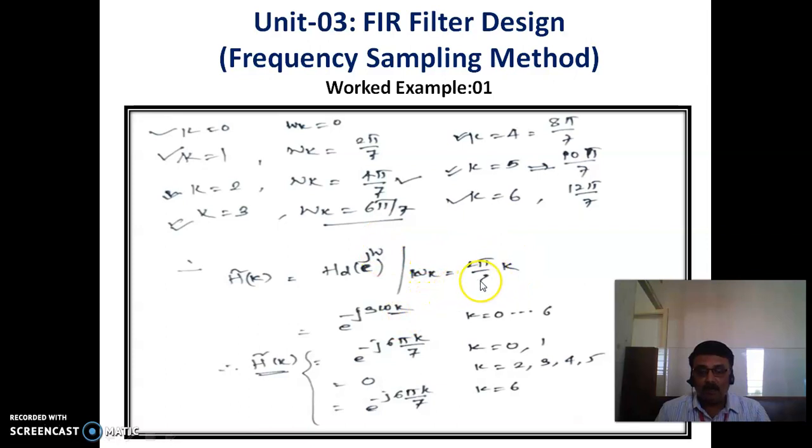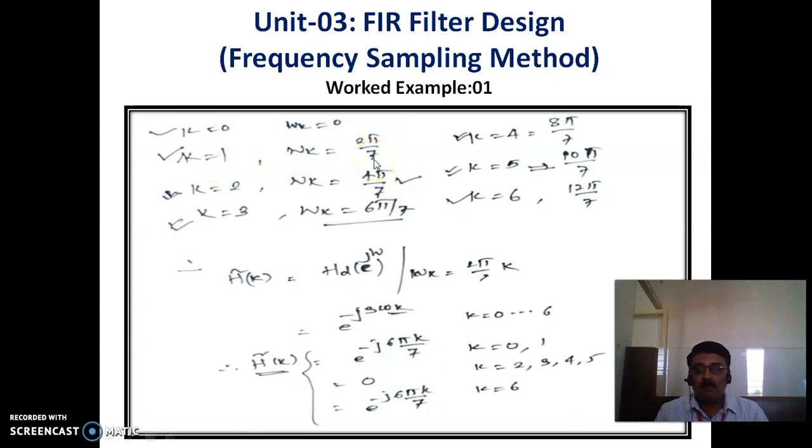So we know that the N value, or M value, is 7, and in this problem we have to identify the value of h of k. Where will your e power j omega appear? It's very important. For that you just take this 2 pi k divided by N, and then apply k equal to 0 to 6. Here k equal to 0, your value will be omega k equal to 0, and k equal to 1, your value will be omega k equal to 2 pi by N, that is 7.